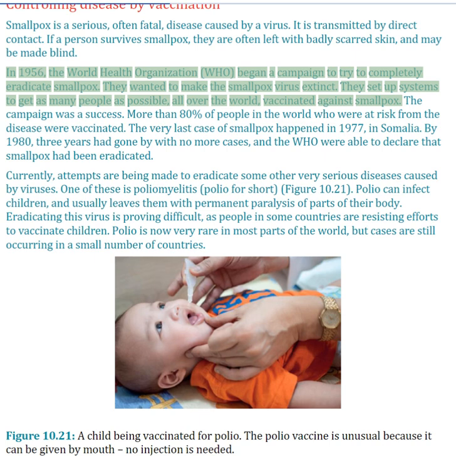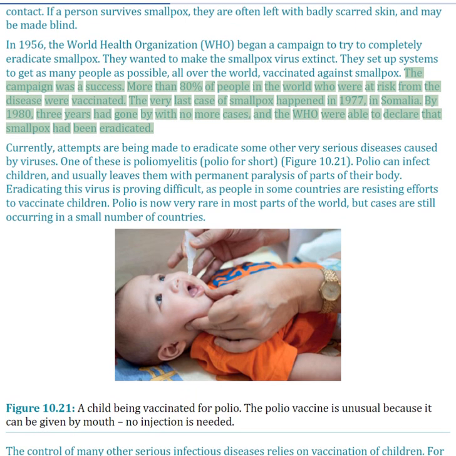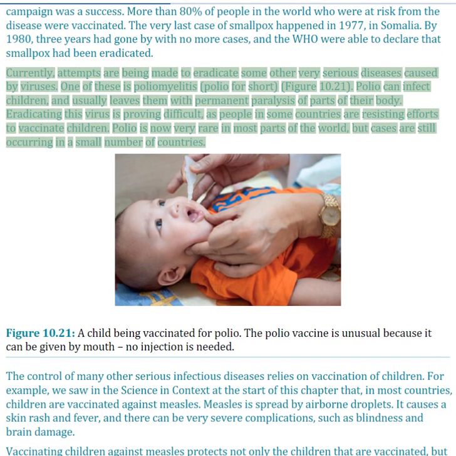They set up systems to get as many people as possible, all over the world, vaccinated against smallpox. The campaign was a success. More than 80% of people in the world who were at risk from the disease were vaccinated. The very last case of smallpox happened in 1977, in Somalia. By 1980, 3 years had gone by with no more cases, and the WHO were able to declare that smallpox had been eradicated.